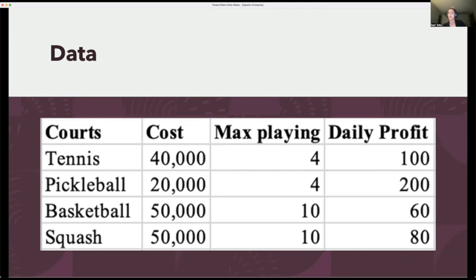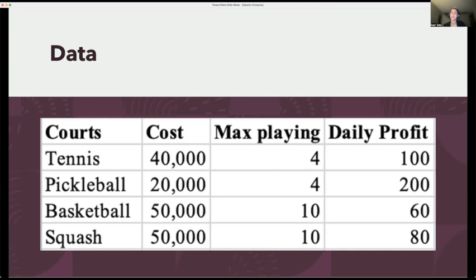As I go forward, the daily profit is $100 each day for tennis, $200 for pickleball, $80 for squash, and $60 for basketball. I also selected these based on hypothetical numbers, but I did select them in proportion to the popularity of the sport. In Fargo, North Dakota, and really the purpose of this investment, the focus is on pickleball. Most people are going to be playing pickleball, and that's where the popularity is really focused.